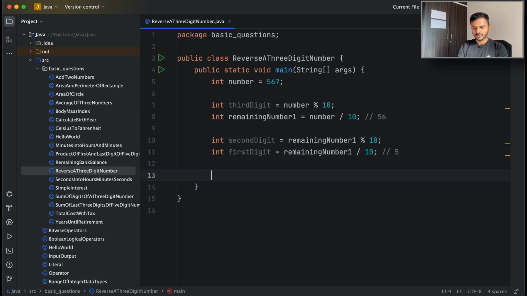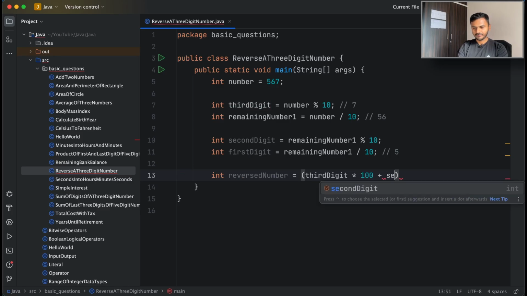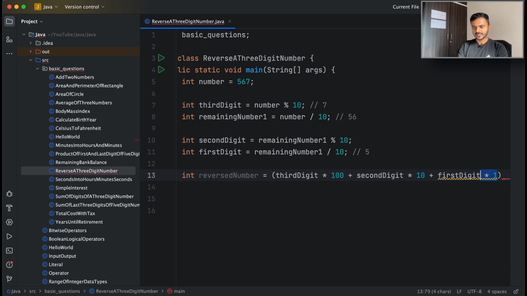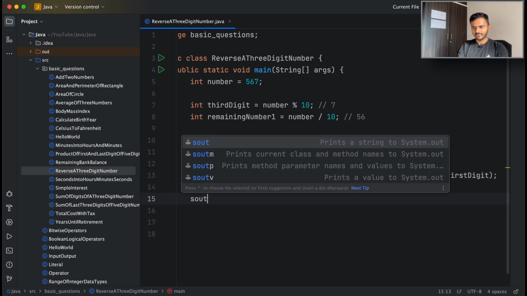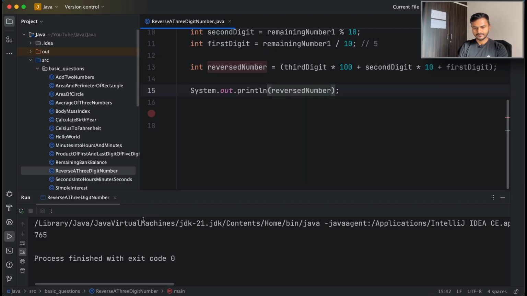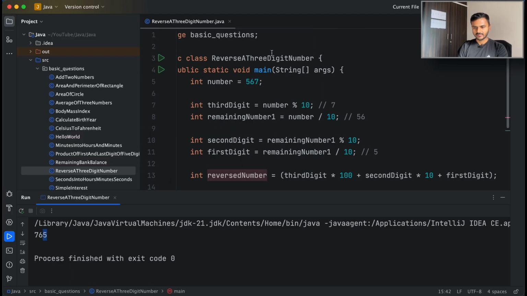Then what we need to do is reverse it. So we'll say reversed number. And as we have discussed, the third digit contains 7. That 7 should be multiplied with 100, right? So we'll say third digit multiplied with 100 plus second digit multiplied with 10 plus first digit multiplied with 1, or you can leave it as first digit only. And then if we finally print the value of reversed number, what do we get? We get 765.